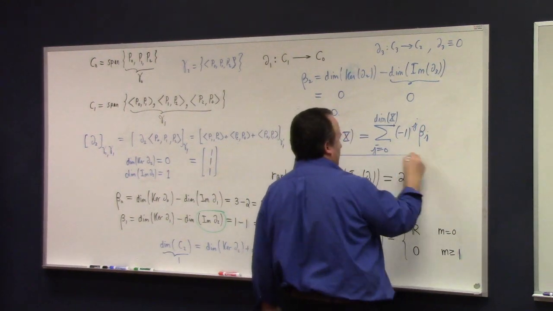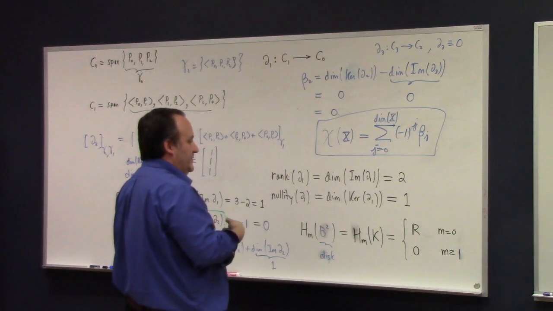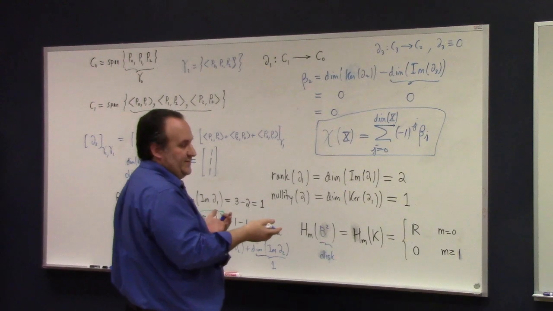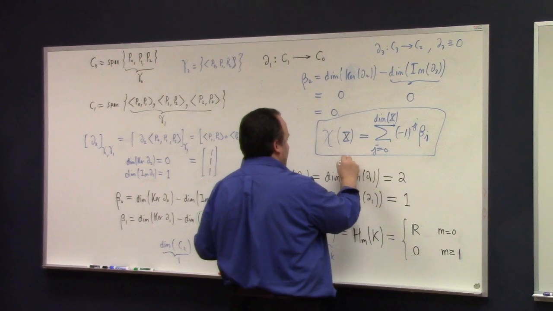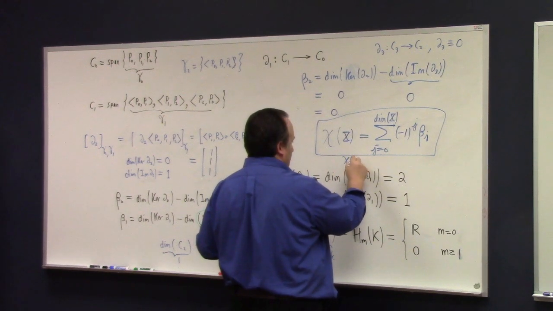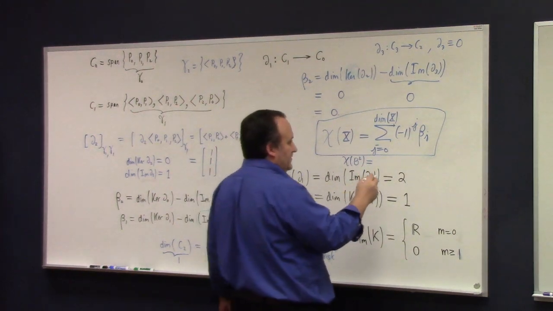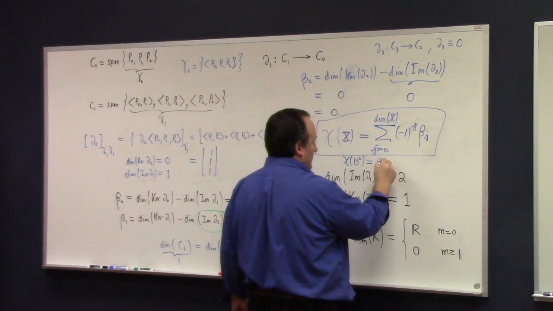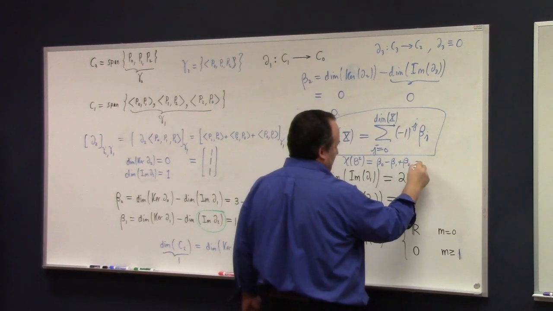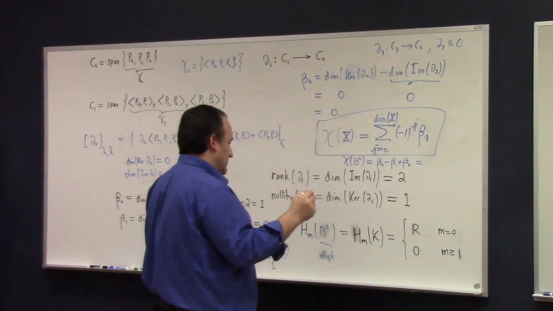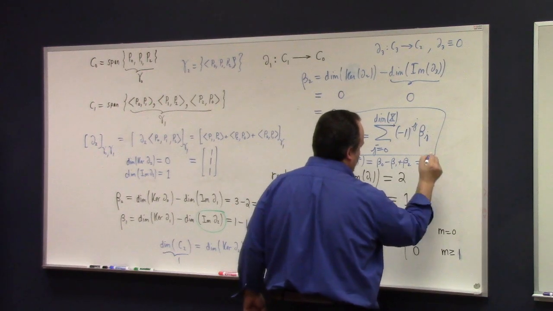So we could calculate, for instance, the Euler characteristic of the disk. What would the Euler characteristic be of the disk, or as I'm calling it, B2? We do beta 0 minus beta 1 plus beta 2. That's 1, right? Cool.